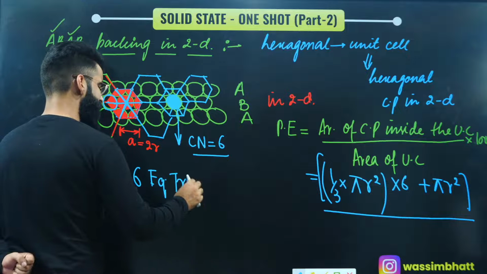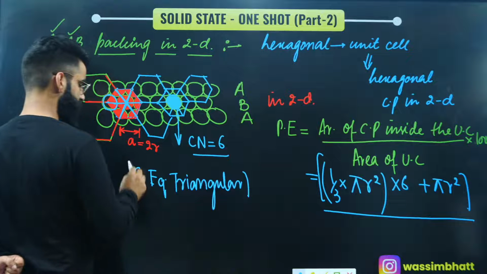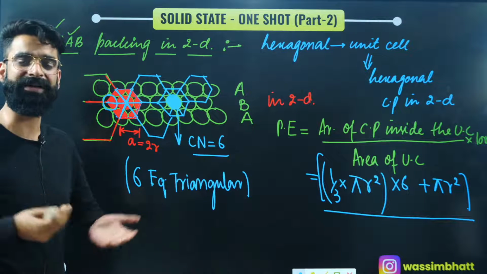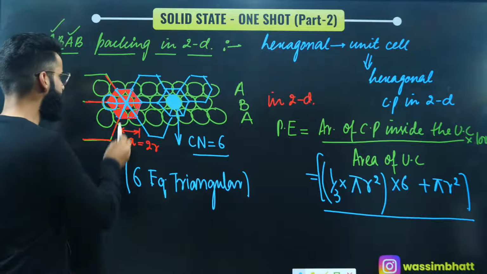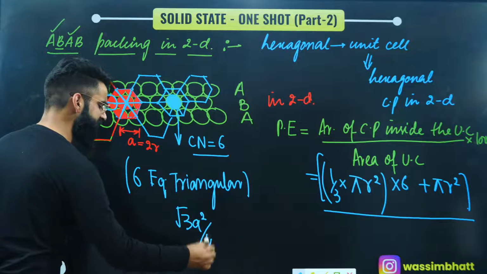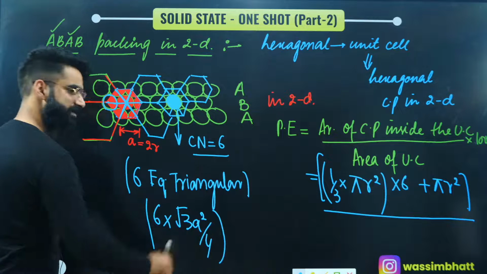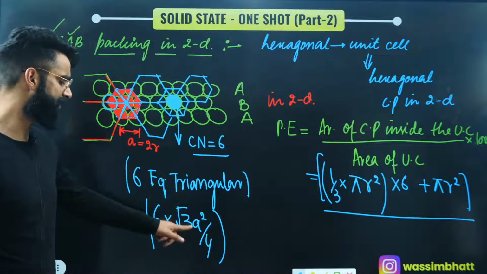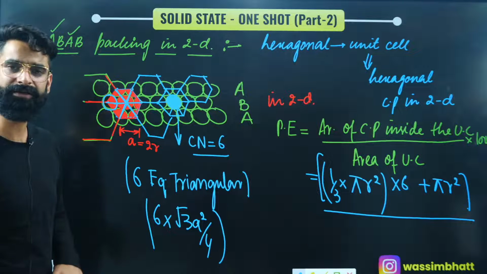In your class 9th, you would have studied one formula by means of which we calculate the area of one equilateral triangle, right? Area of one equilateral triangle is equal to root 3a square by 4. Since the hexagon is made up of 6 equilateral triangles, I'll multiply this by 6 and get the area of the hexagon. So 6 multiplied by root 3a square by 4 is basically the area of this whole hexagon, right?